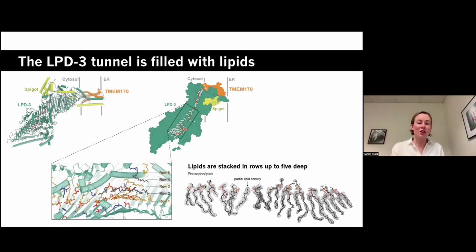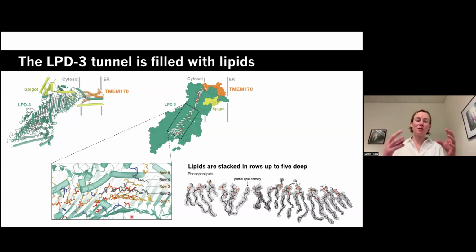And these lipids are arranged in very organized, stacked rows within the tunnel. So looking at this zoomed in image on the bottom, I've numbered the rows here, so you can see all 5 towards the middle of the tunnel. And you can also see these blue and red side chains of those charged amino acids, all of which are positioned right next to the phospholipid head groups. And that's what's helping to organize them.